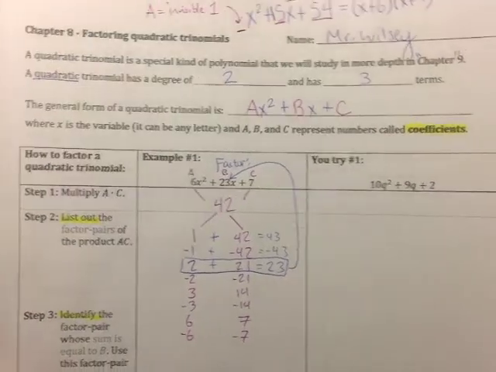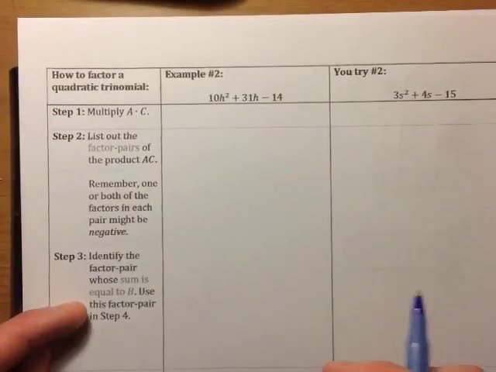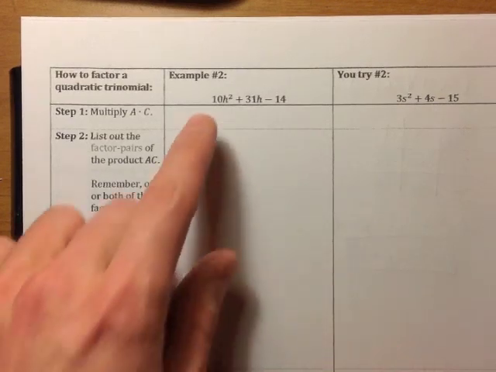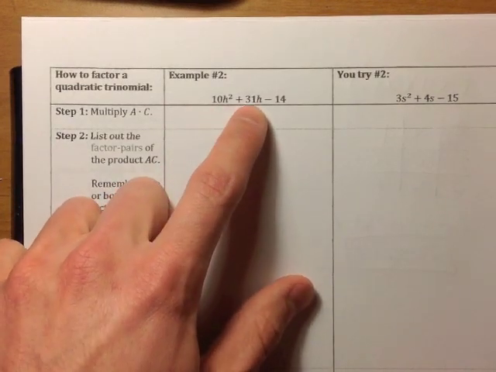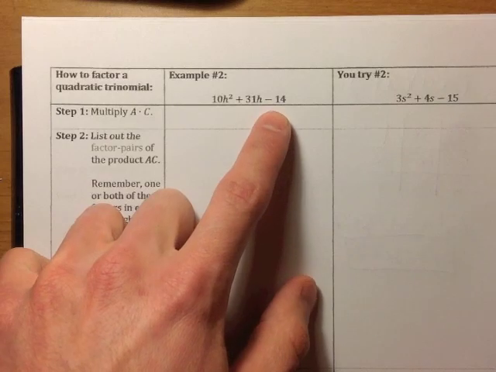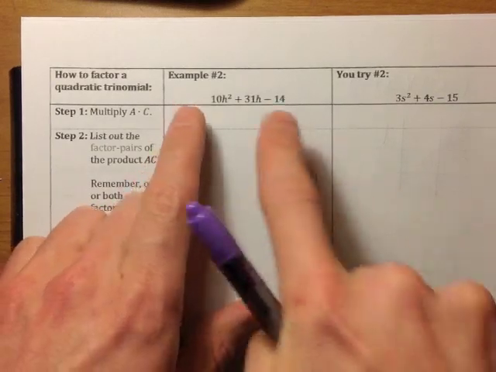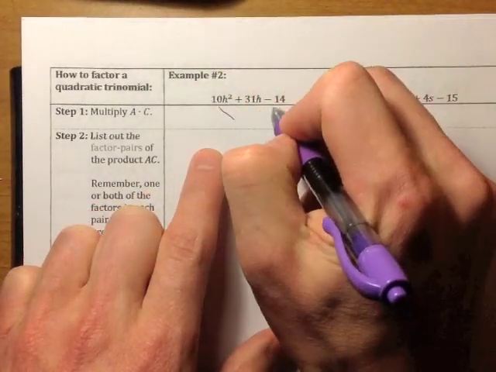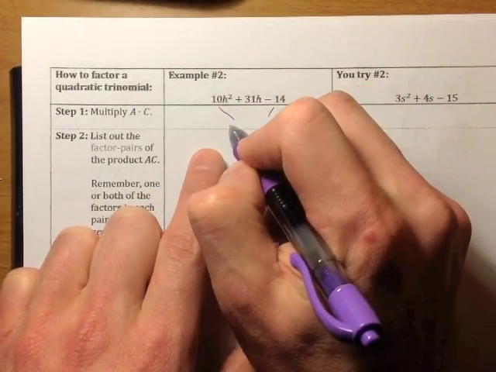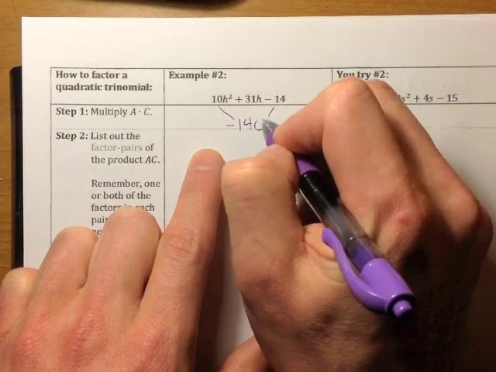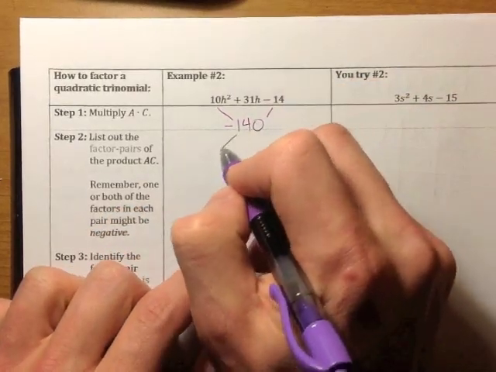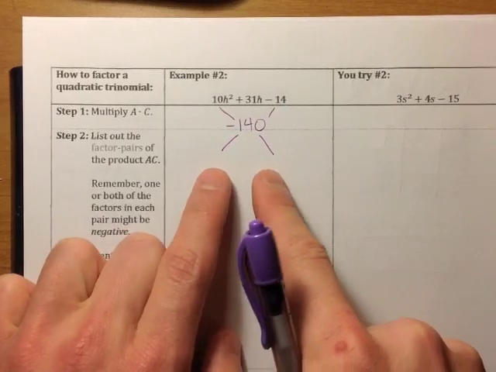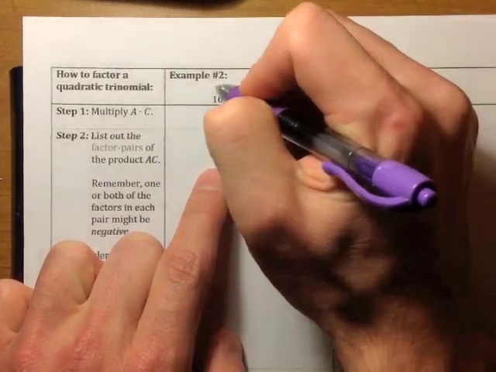Alright, let's move on to example number 2 now. We're going to do the same exact steps that we did in the last problem. Alright? So 10h squared plus 31h minus 14. Now remember, the first step is to multiply the a times the c. So 10 times negative 14 is negative 140. Now we're going to list out the factor pairs of this product. And we're going to try to find which pair of numbers adds to equal 31.